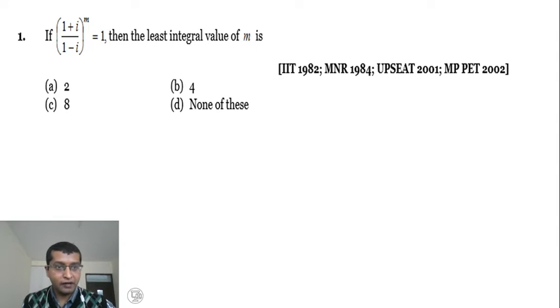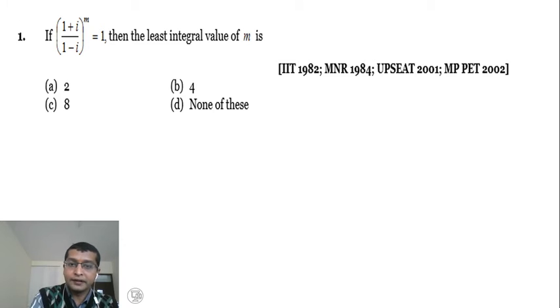Then we will go to an example. So the first example I will read out. If (1 plus i) divided by (1 minus i) raised to m equals 1, then the least integral value of m is what we have to calculate. In our PUC first year we have studied this type of example. It was a lengthy procedure, so we are going to use a simple technique.